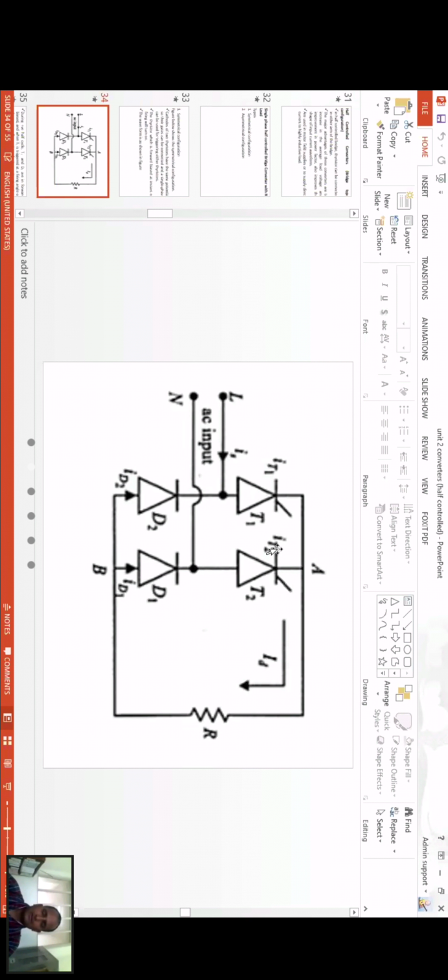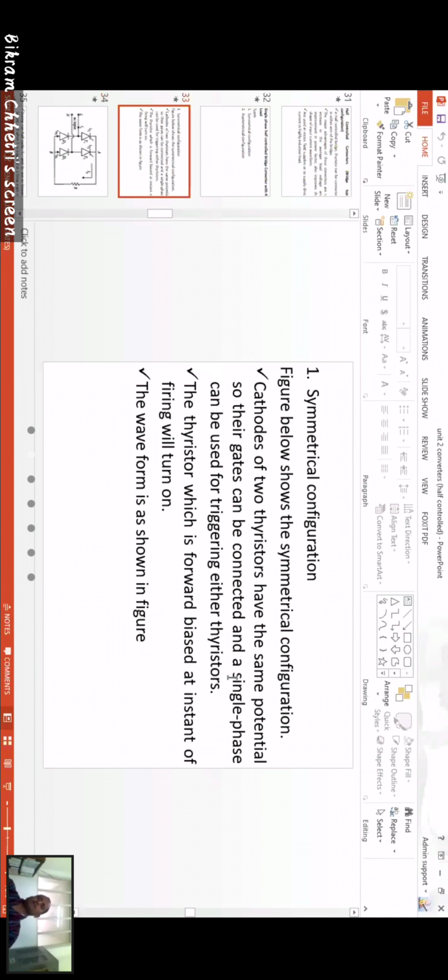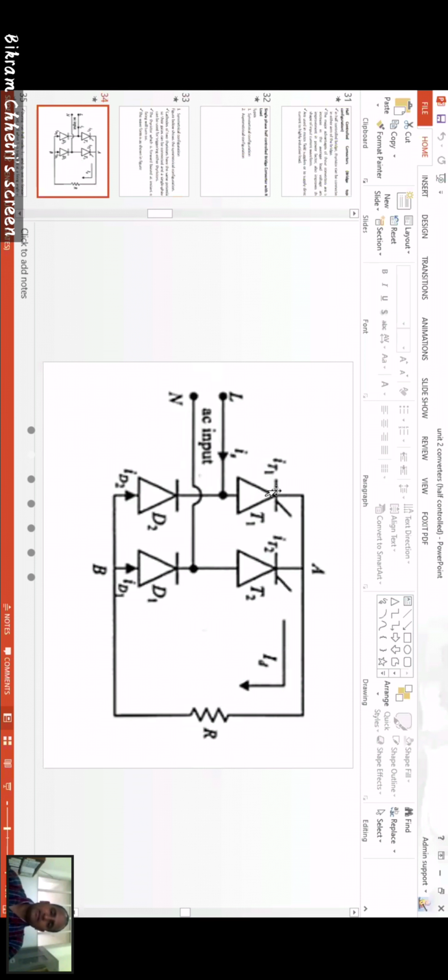In the symmetrical configuration, you will find two thyristors and two diodes are used. The cathodes of the two thyristors have the same potential, so they can be connected together, and the gate can be connected in a single phase for triggering the thyristors. So in this case, if the cathodes are connected together, this triggering is possible, and either can be triggered.